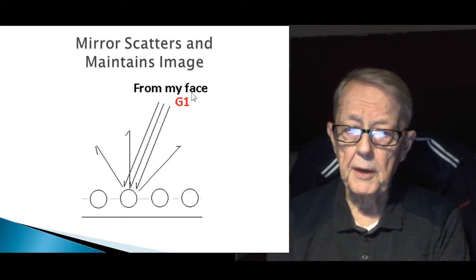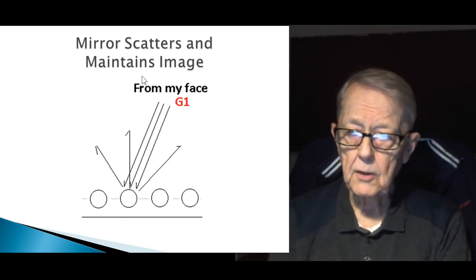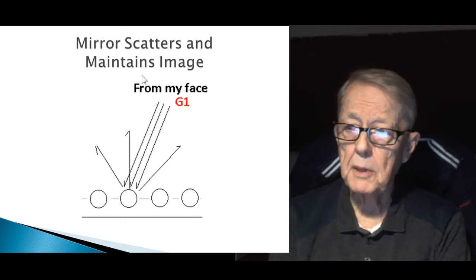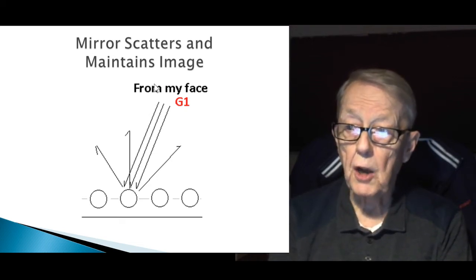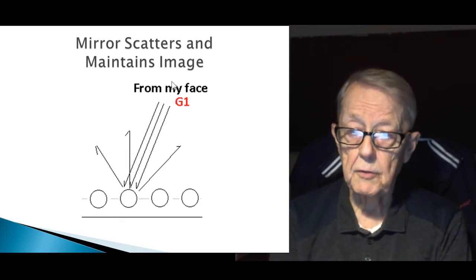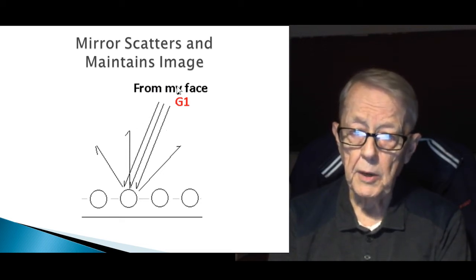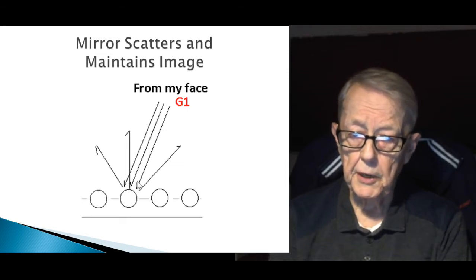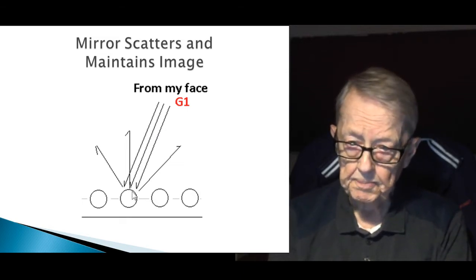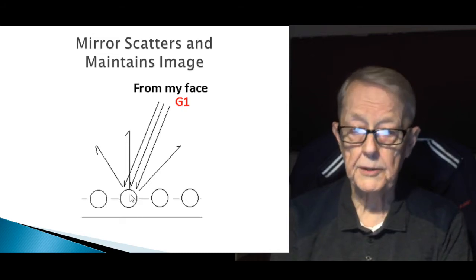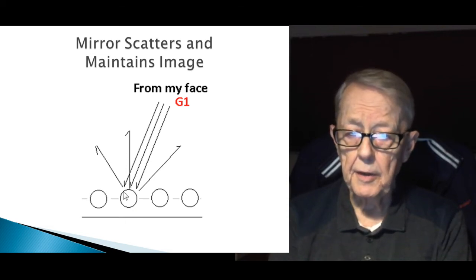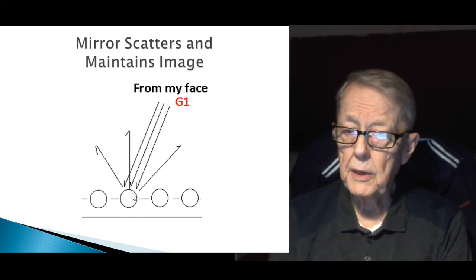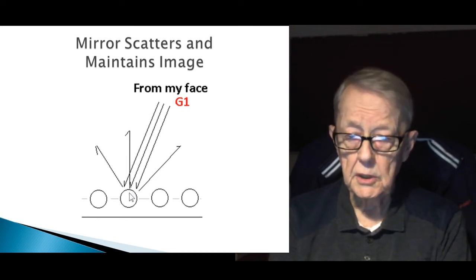So I'm standing back here. This is my face. Of course, my face is over to the right, but I'm assuming my face is here, and the ambient light hits my face and scatters off of my face, just like it scatters off of a wall, and one point of my face comes to this particular molecule or atom, probably the nucleus. I'm not sure. I'm giving you my opinion here, that if the nucleus is round, this would help give a good image back.